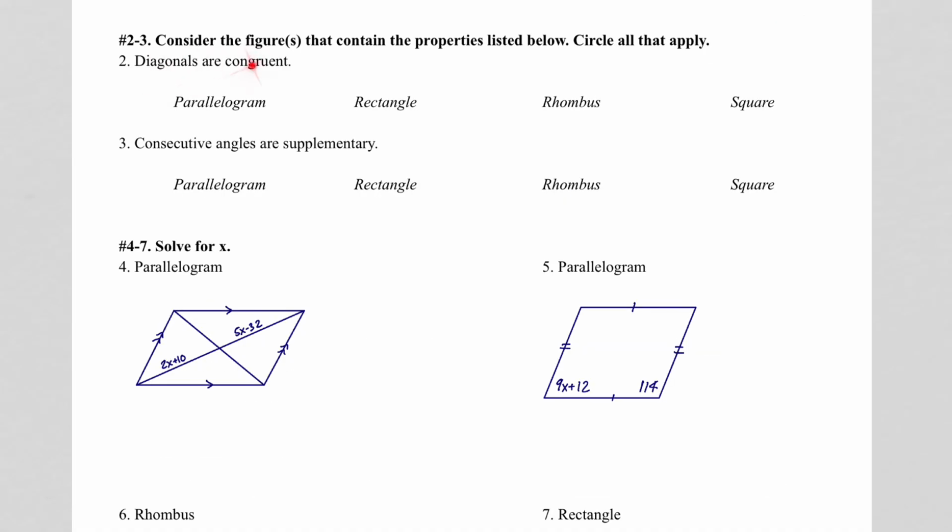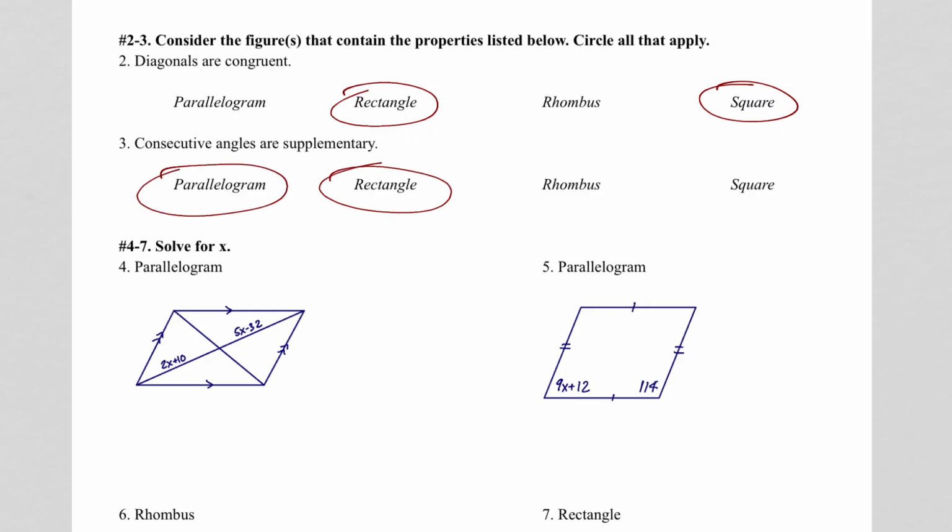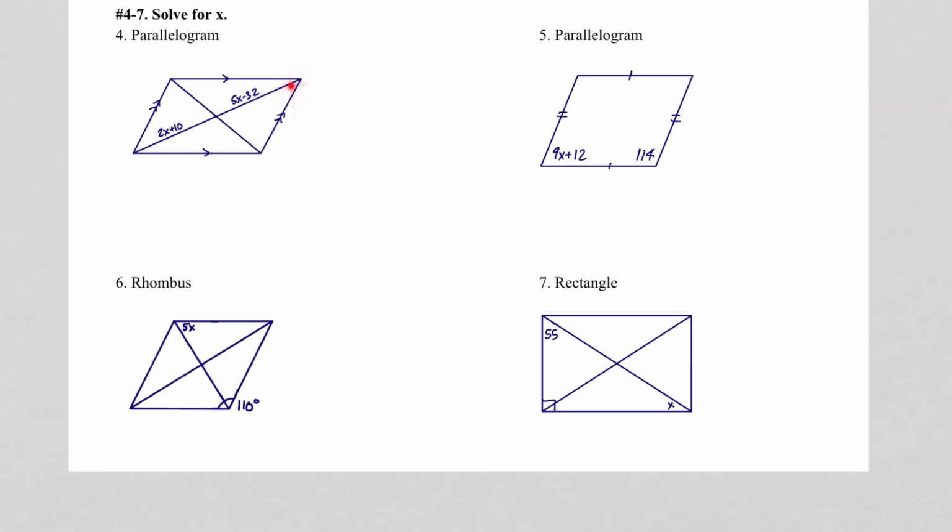Okay, diagonals are congruent in a rectangle and in a square. Consecutive angles, meaning an angle here and here, like in a quadrilateral. Those are consecutive angles, and they're supplementary in every one of these. Because diagonals bisect each other, this has got to be equal to this.